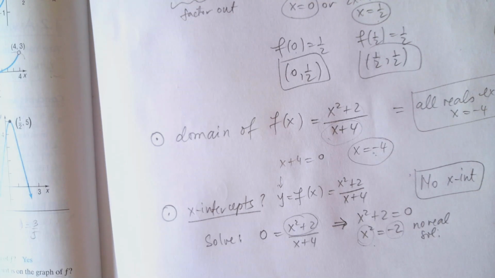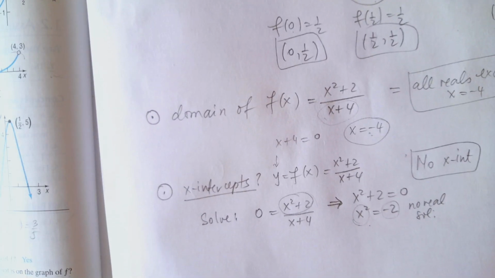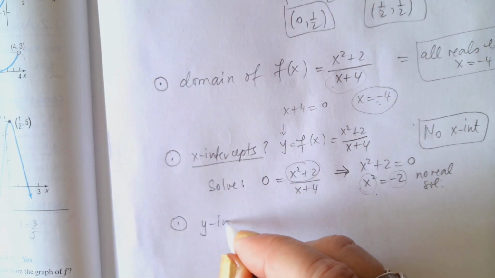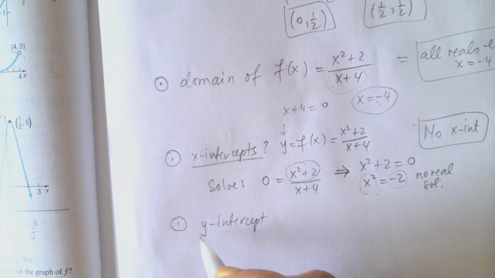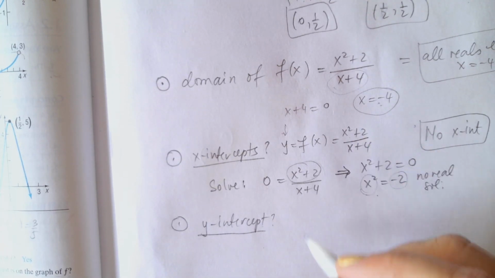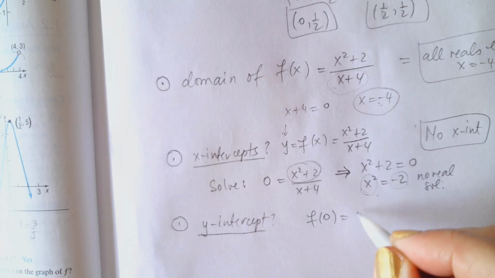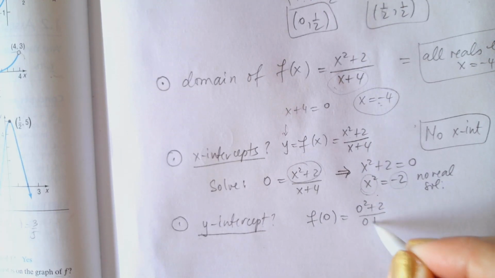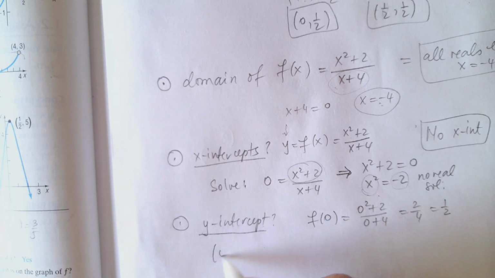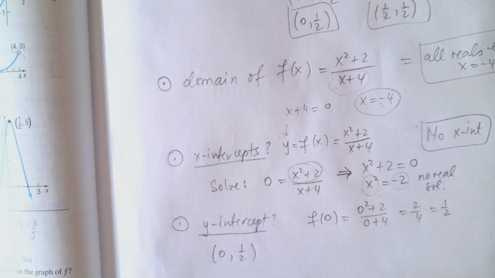List the y-intercept, if there is one, of the graph of f. So let's find the y-intercept. For the y-intercept, we plug in 0 for x. So I want to calculate f of 0, which is (0 squared plus 2) over (0 plus 4). That's 2 over 4, which is 1/2. So what point is this on the graph? It is the point with coordinates (0, 1/2). That's the y-intercept.